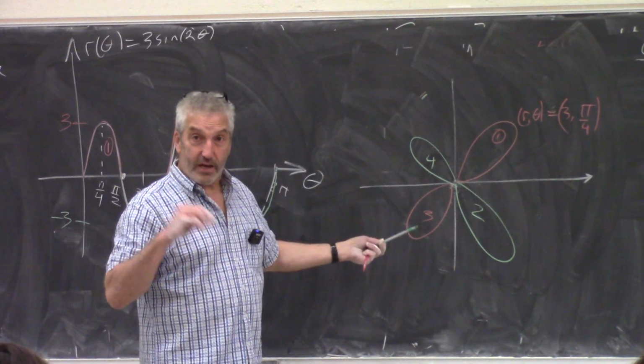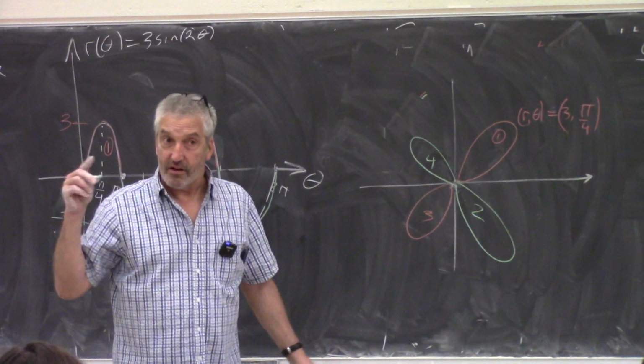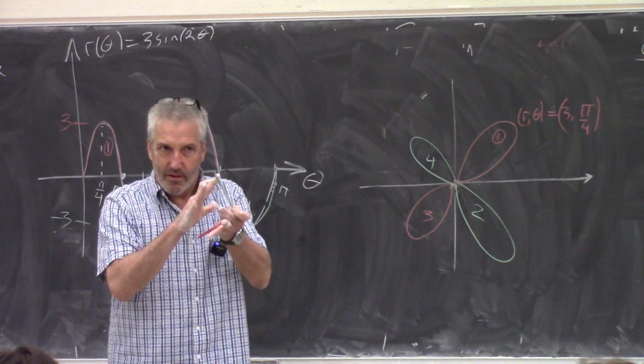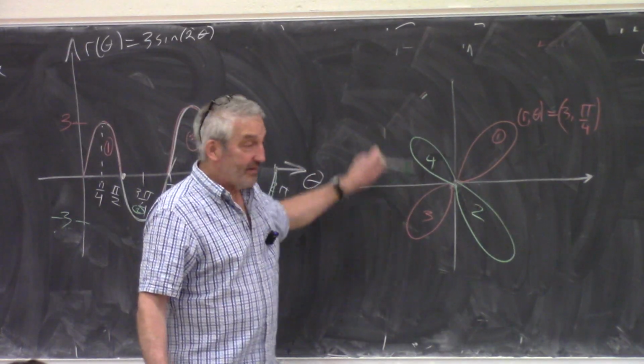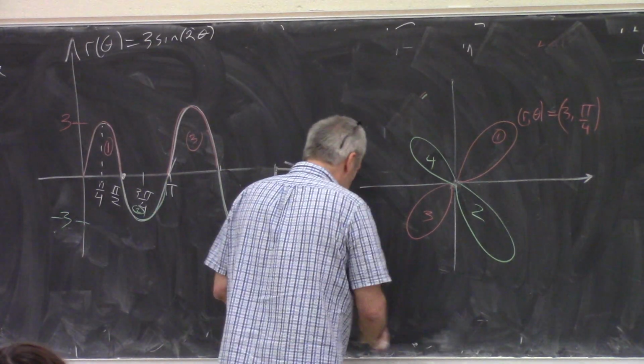The previous picture, again, you could think of that circle as like a 2-petaled flower, but really just the petals are lying on top of each other, so you really only see 1 petal. But here you see all 4 petals.